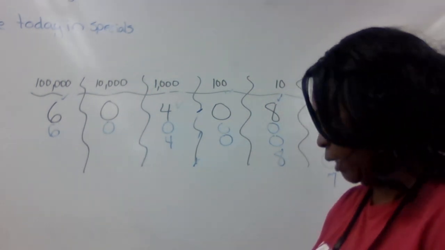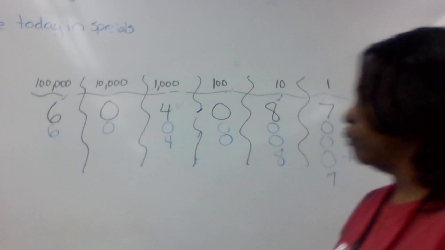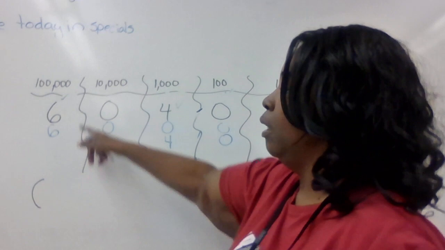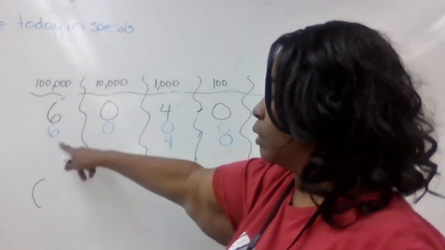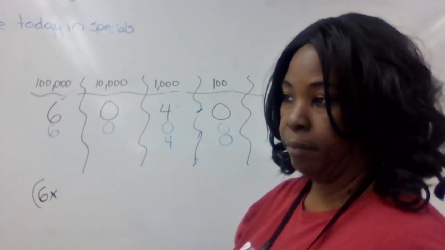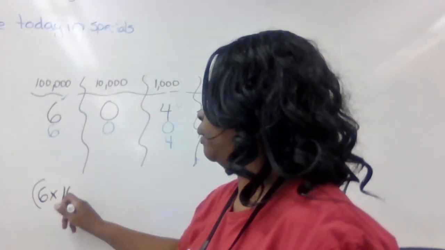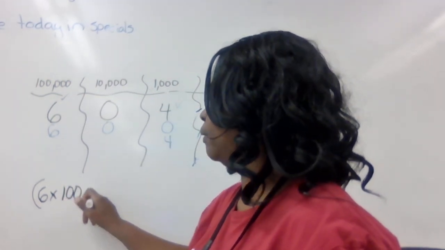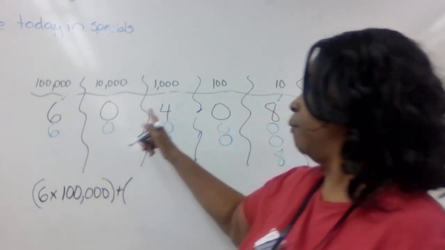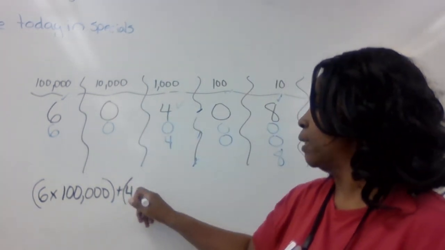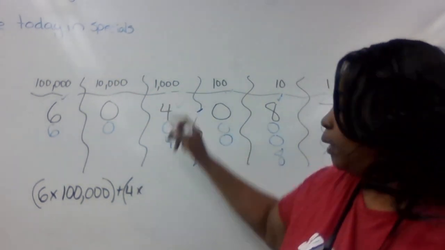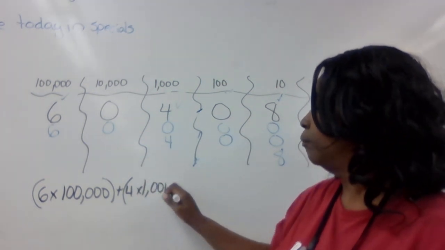Now we're going to do our parentheses with our multiplication. Okay, so what number's in the highest place value? Well, the highest place value we have here is 100,000, and it's a 6. So we're going to do 6 times what place is it in? That's correct, the 100,000th place. 100, the comma means 1,000. There we go. Plus, our next digit is a 0. Skip over it. Our next digit is a 4. What place is our 4 in? Right again, it's in the thousands place. So we're going to do 1,000.